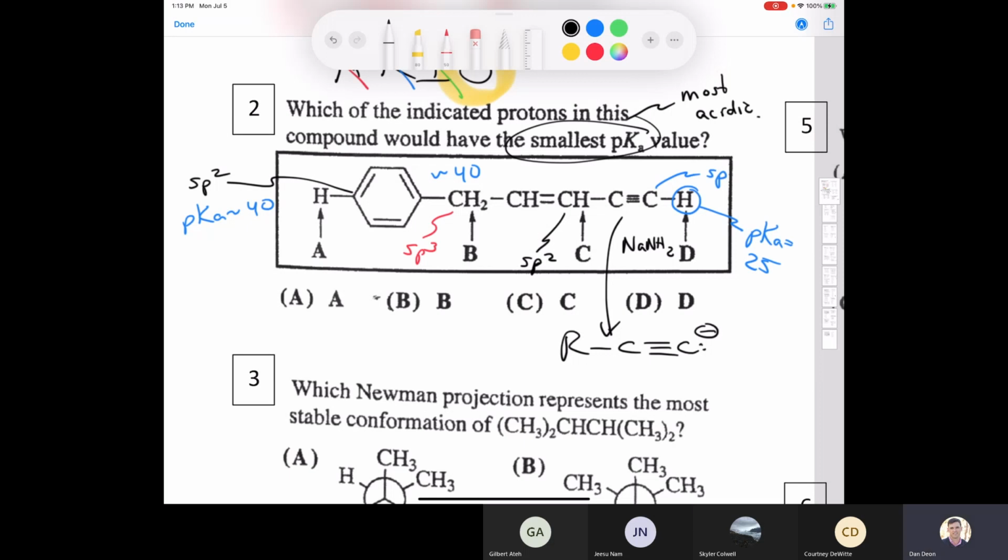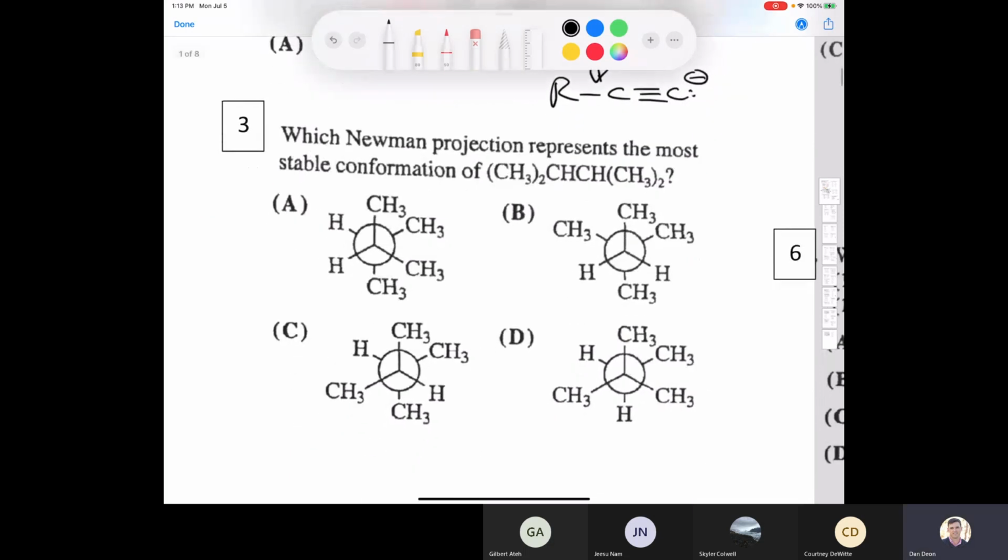There we go. Let's move on and talk about number 3. It says, which Newman projection represents the most stable conformation of this compound? Let's draw the compound out and see if we can figure this out. This would be 2,3-dimethylbutane, and we're looking for the most stable conformation.